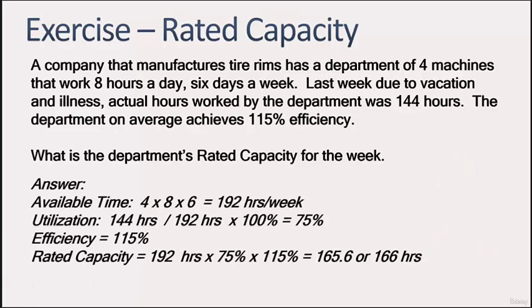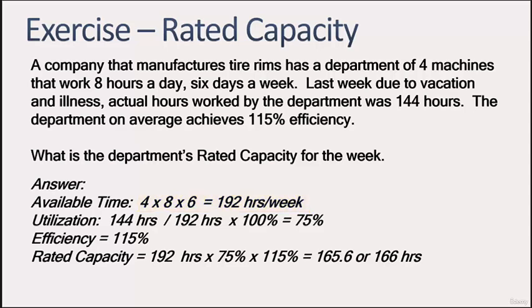Let's review the solution and see how you did. First, we need to calculate the available time. There's 4 machines that work 8 hours a day and 6 days a week. So the calculation is 4 times 8 times 6 equals 192 hours per week.